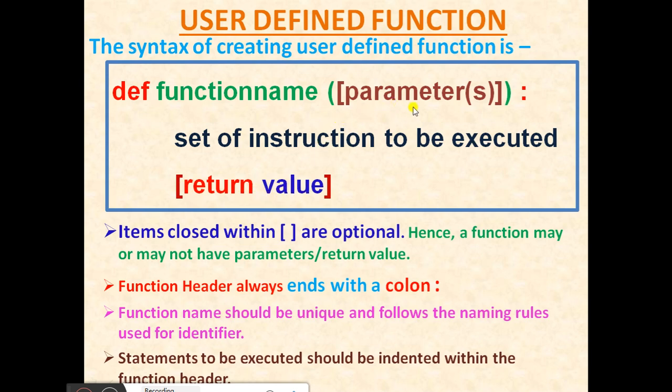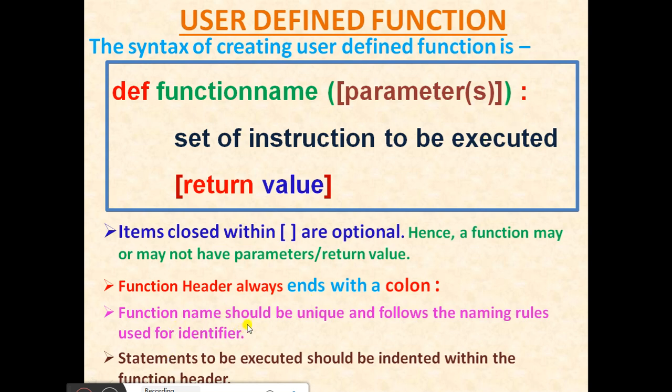The return value and parameters are optional. Items enclosed within square brackets mean return and parameters are optional parts. We can give a parameter, we can give a return value, or we may not give a return value or any parameter. A function header always ends with a colon. This is a very important point. Whenever you define a function, its heading part must end with a colon. It is a very essential part of defining a function.